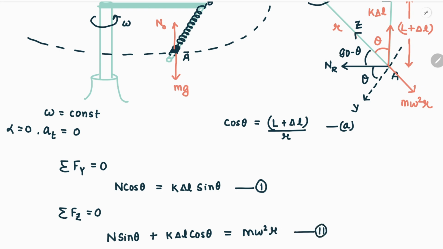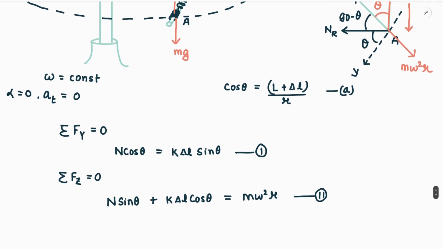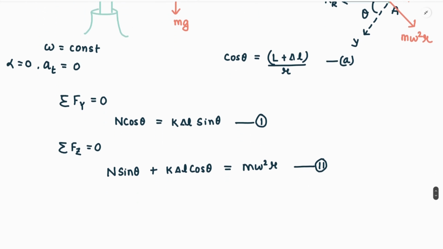Again, it must be kept in mind that there is an absence of tangential component of acceleration, as omega is constant in this problem. So now all we need to do is substitute the values. The first thing that we do is we put the value of normal reaction force, and the problem is asking us to find the elongation of the spring. So we need to solve for delta L.